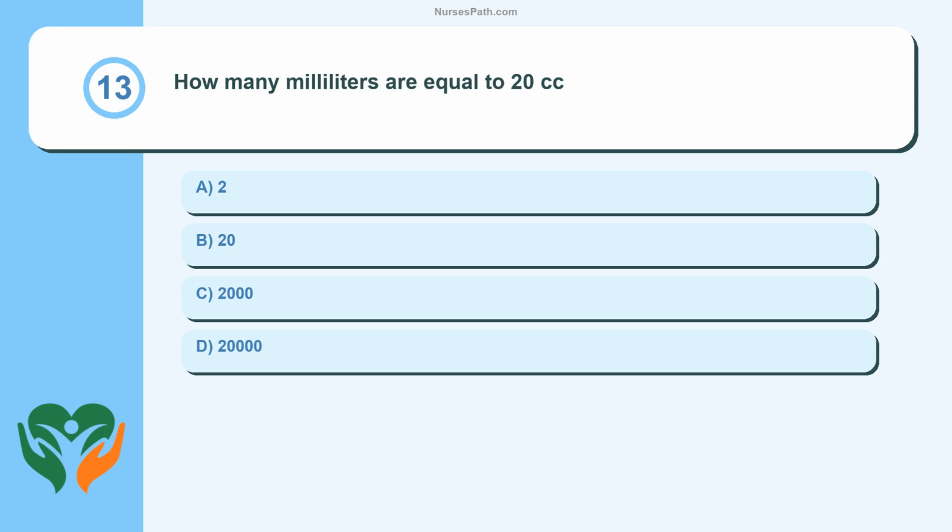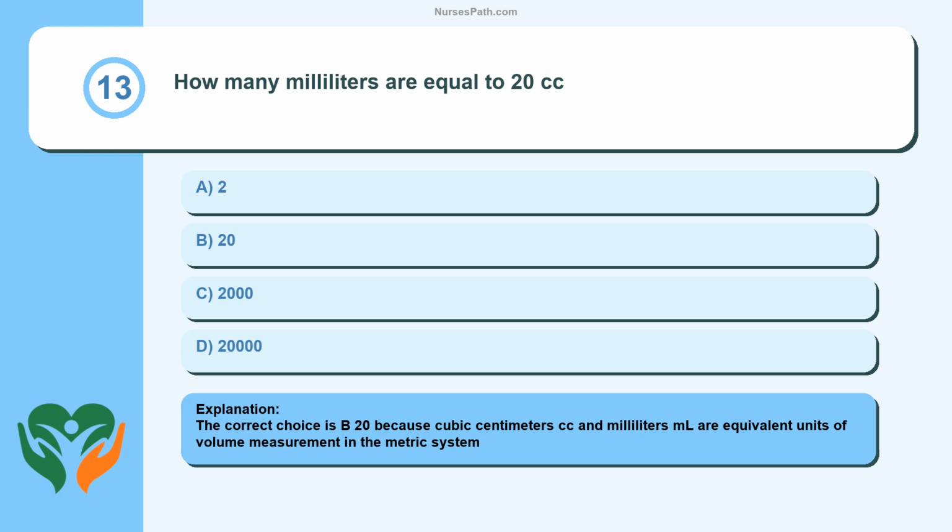Question 13. How many milliliters are equal to 20 cubic centimeters? 22, 20, 2,000, 20,000. The correct choice is B, 20, because cubic centimeters (cc) and milliliters (ml) are equivalent units of volume measurement in the metric system.